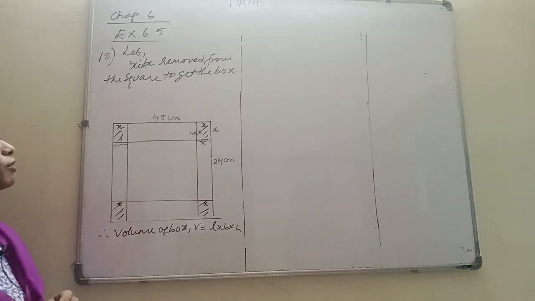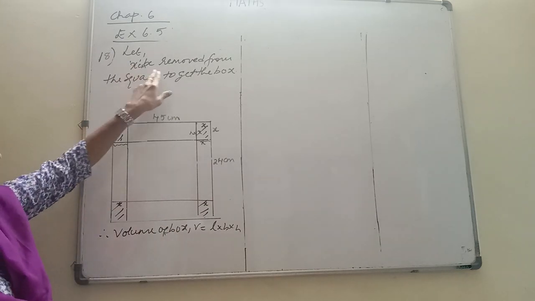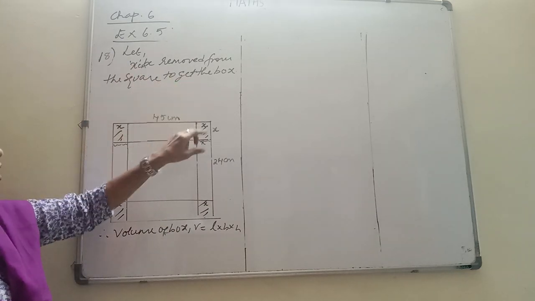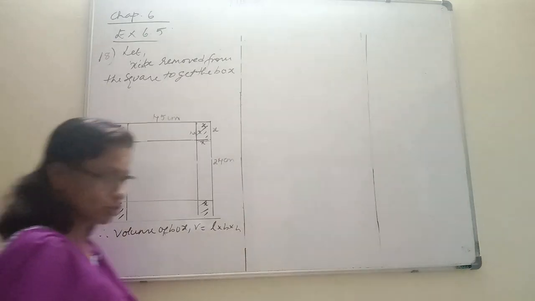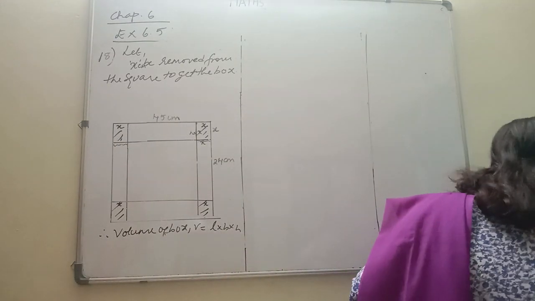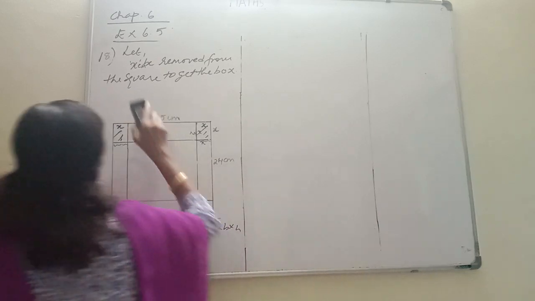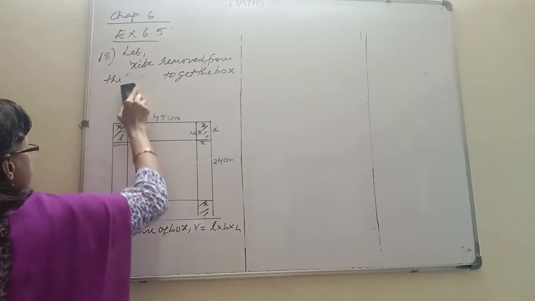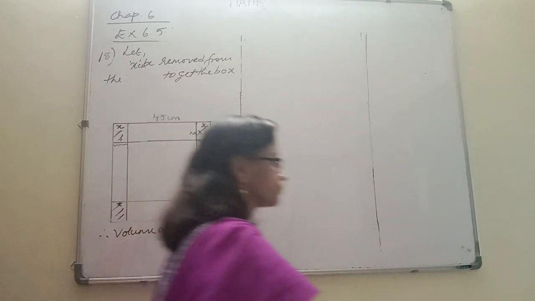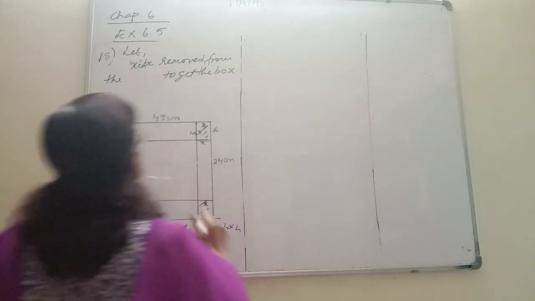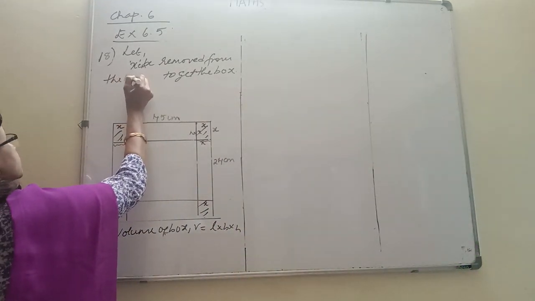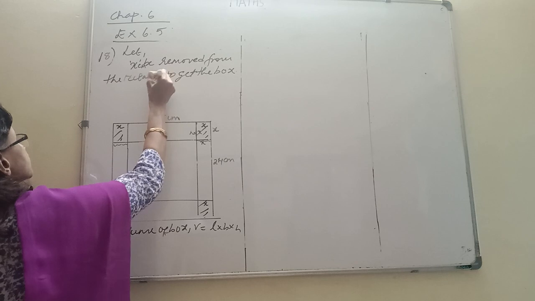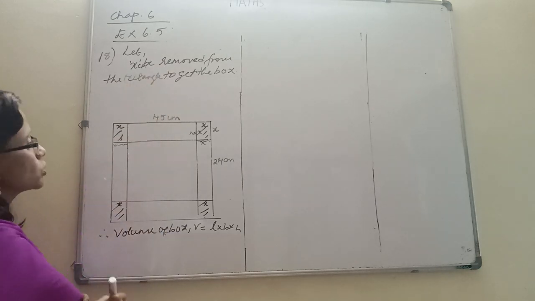So as we did before, we will make the assumption that x is removed from each corner of the rectangle to get the box. So we are getting this box out of it.